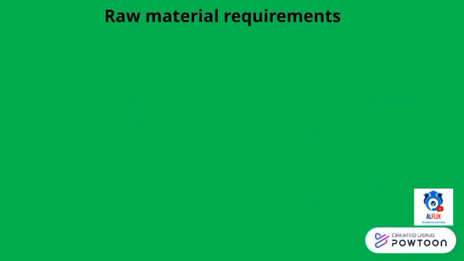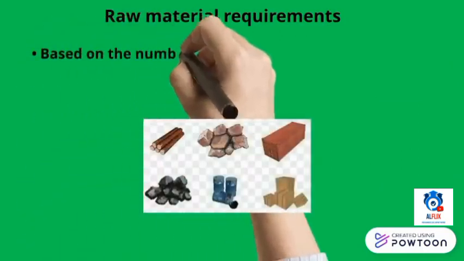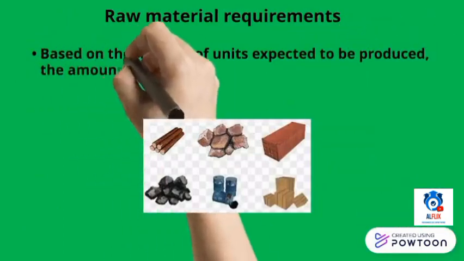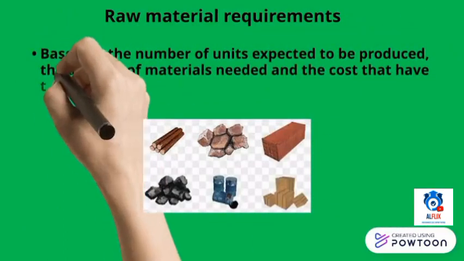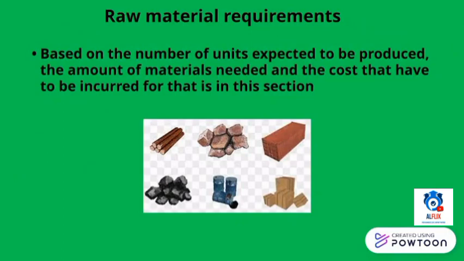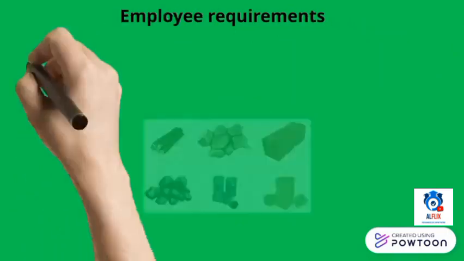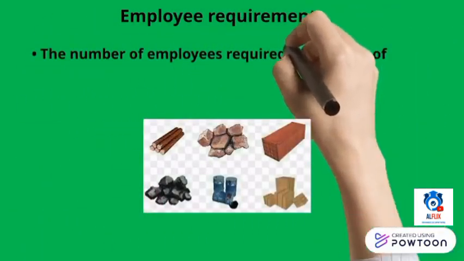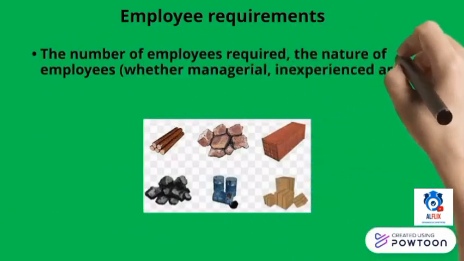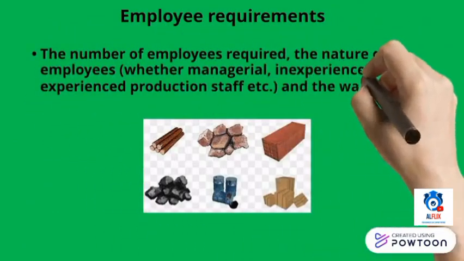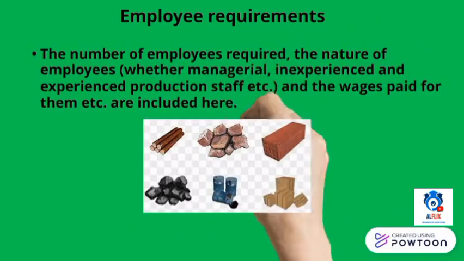Raw material requirements: based on the number of units expected to be produced, the amount of materials needed and the cost that has to be incurred for that. Employee requirements: the number of employees required, the nature of employees, whether managerial, inexperienced and experienced production staff, etc., and the wages paid for them, are included here.